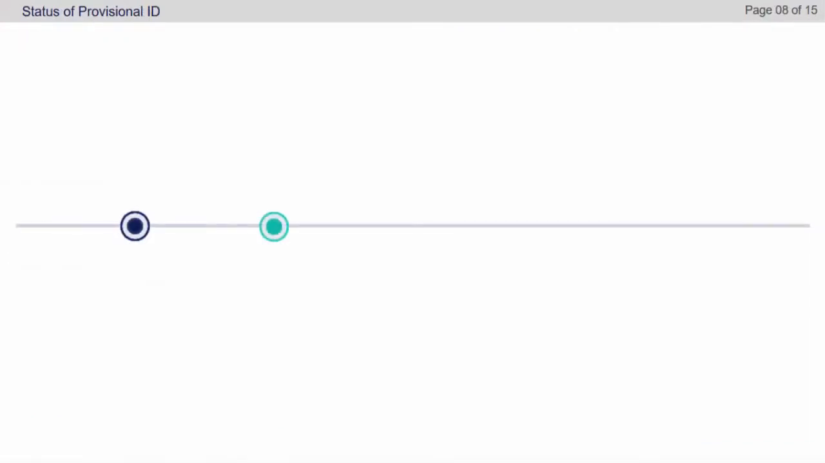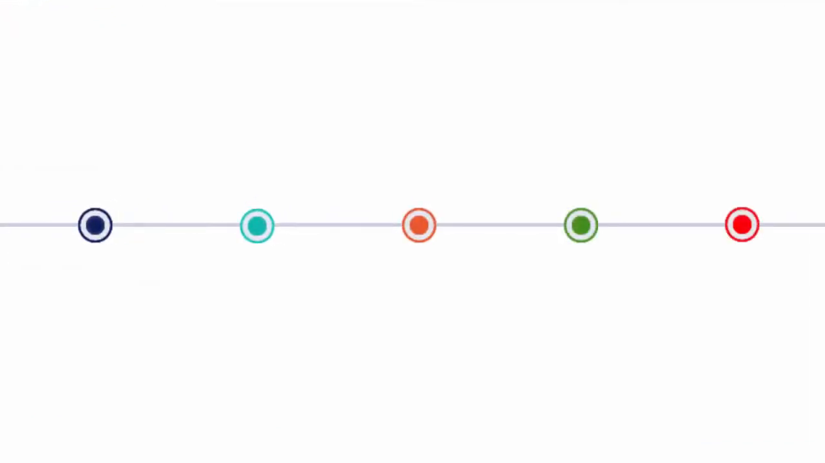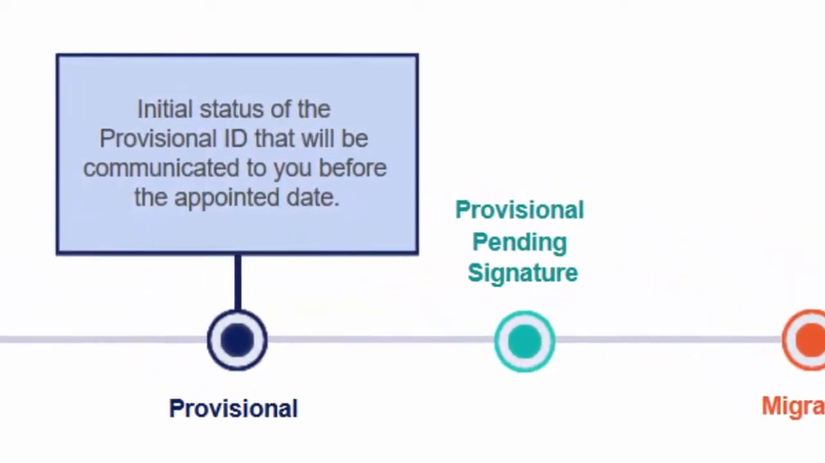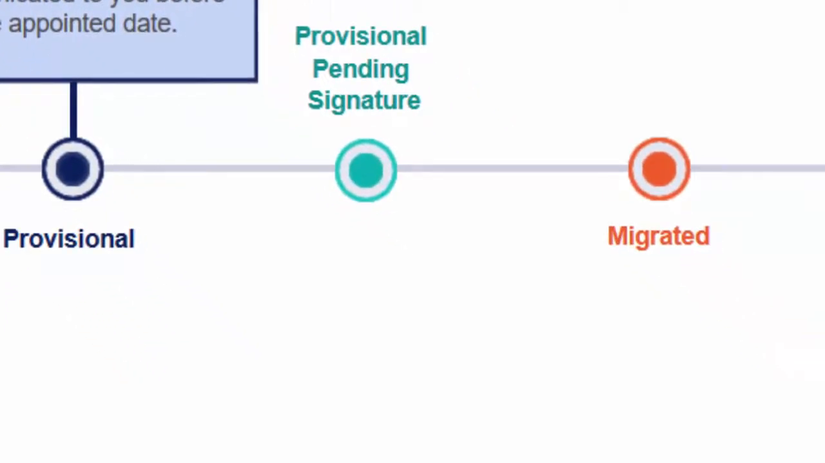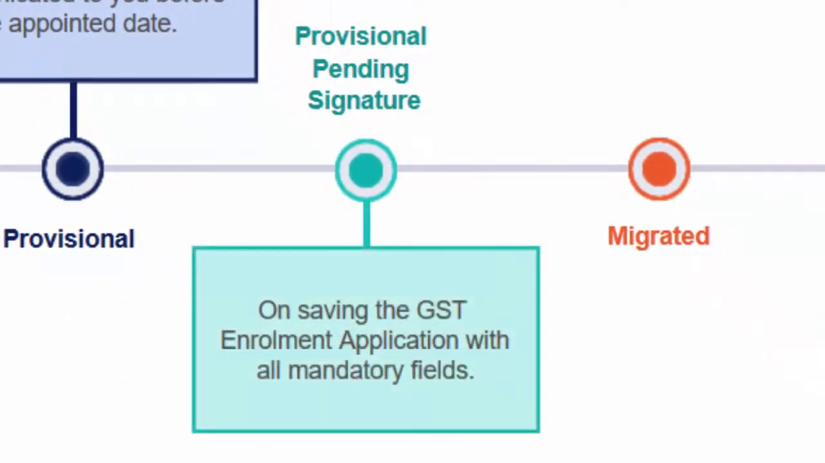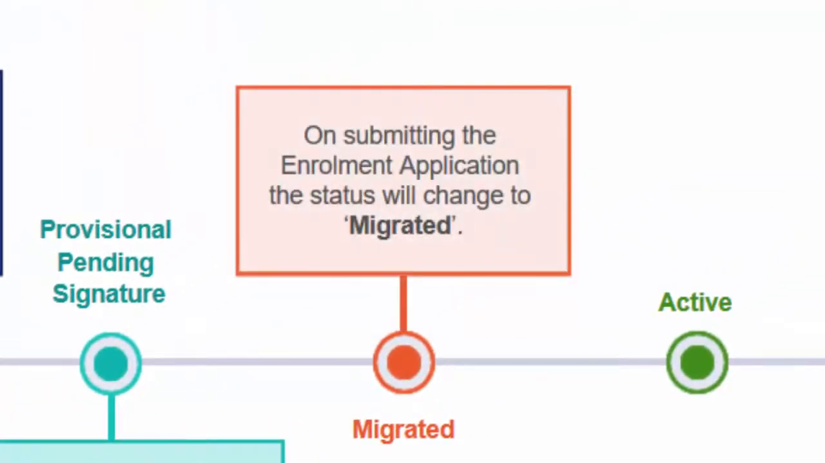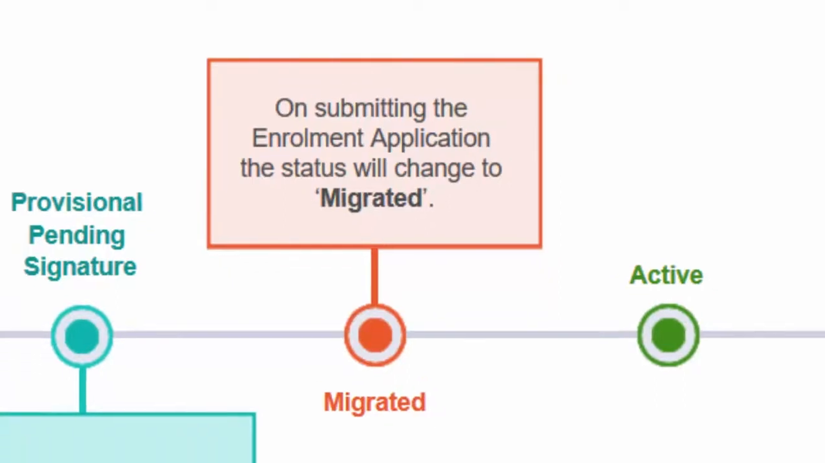Now let's look at the various statuses of provisional ID. They are provisional, provisional pending signature, migrated, active, and suspended. The initial status of the provisional ID that will be communicated to you before the appointed date is going to be marked as provisional. Once you save the GST enrollment application with all mandatory fields without signing the application, the status will change to provisional pending signature. On submitting the enrollment application with electronic signature, the status will change to migrated.